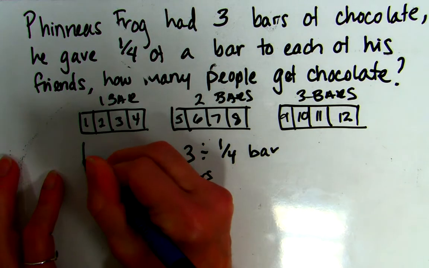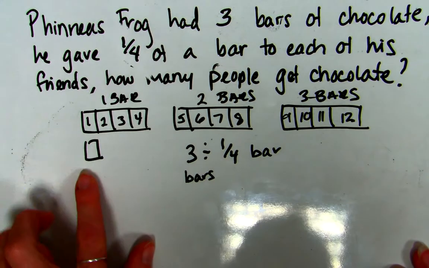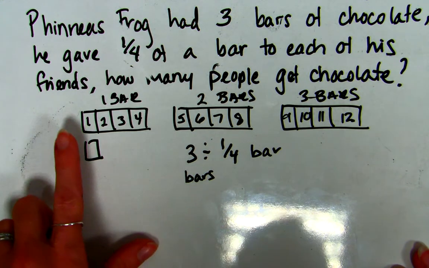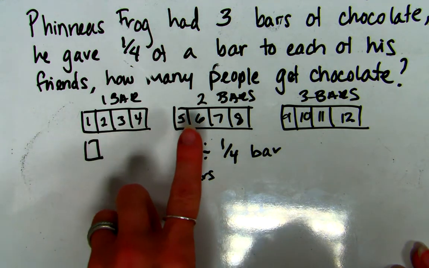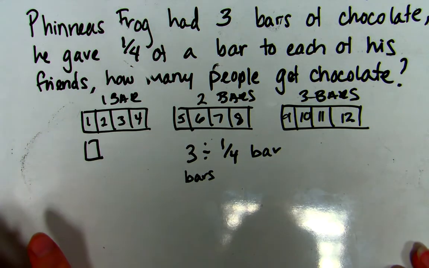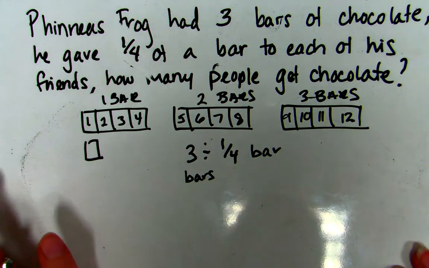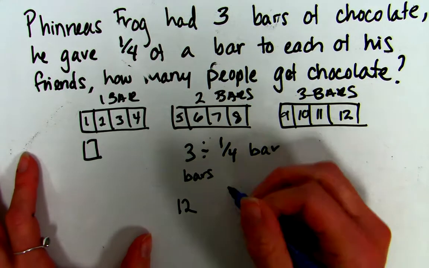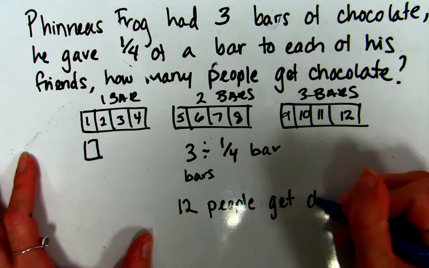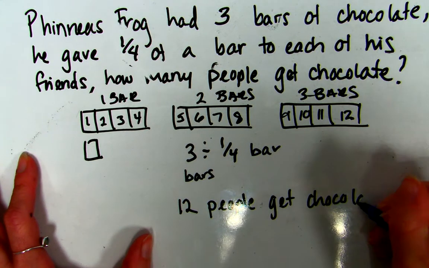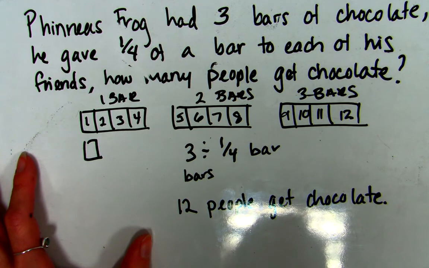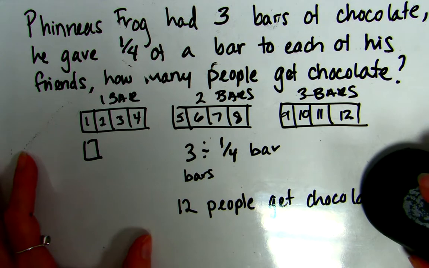Each one of these little boxes represents 1/4. You can literally imagine moving this little box along and seeing if it fits in. Yep, 1, 2, 3, 4, 5, 6, 7, 8, 9, 10, 11, 12. So 3 divided by 1/4 is 12. We would get 12 people getting chocolate. I'm not going to show you the math for this yet, because that's something we're going to work on in class, but that's just a model for how to divide a whole number by a fraction.